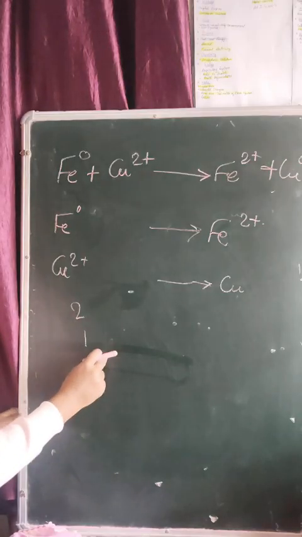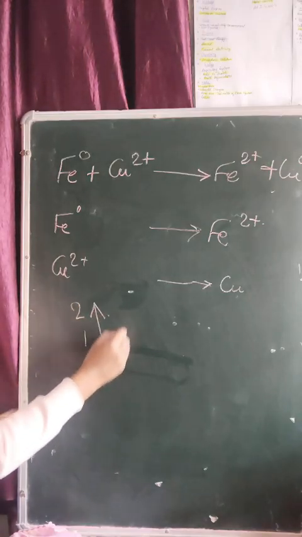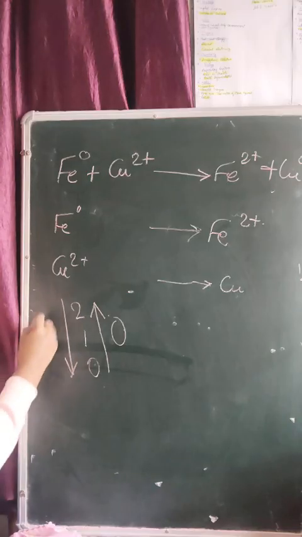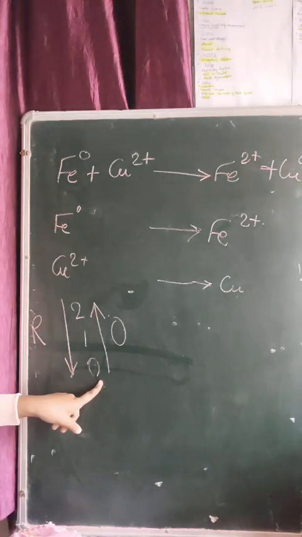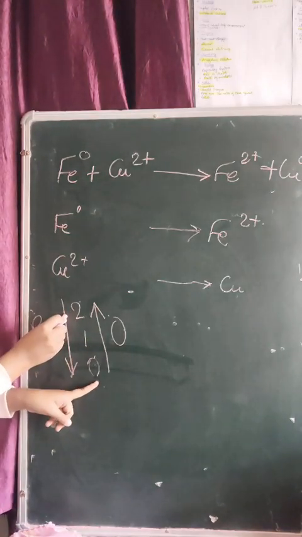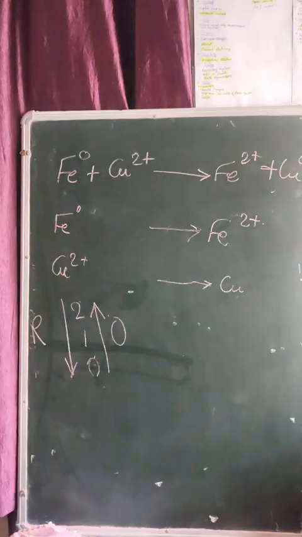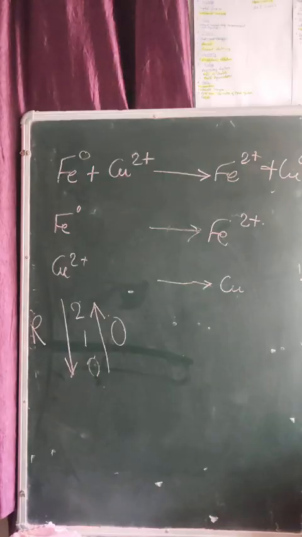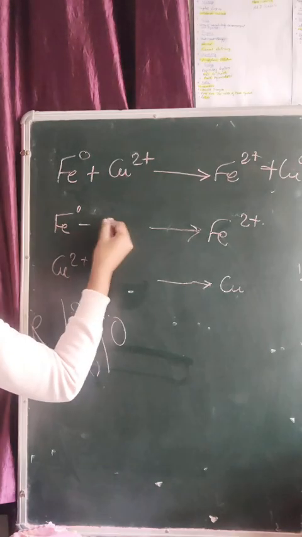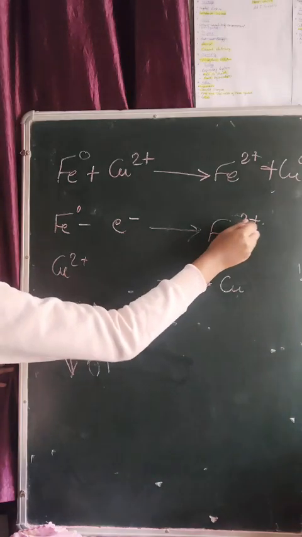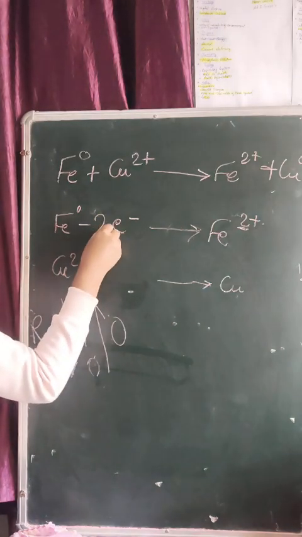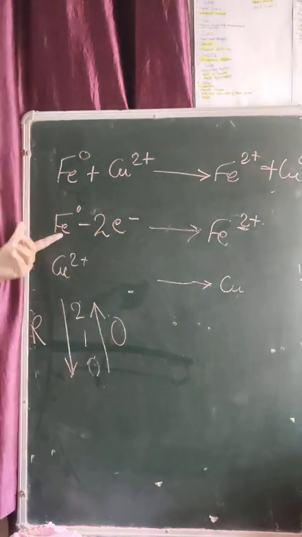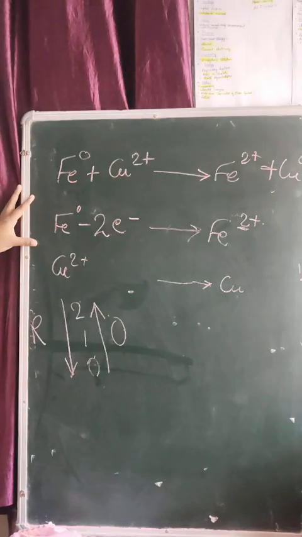If it goes up, it means oxidation. If it goes down, it means reduction. Now from 0 it is going up to 2, so it is oxidation. In oxidation the removal of electrons takes place, so we will write the negative sign, but here it is 2, so we will write 2 electrons. This is the half oxidation reaction.